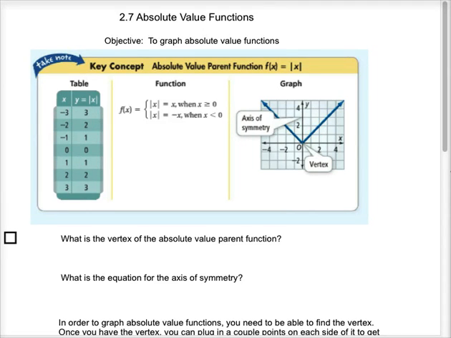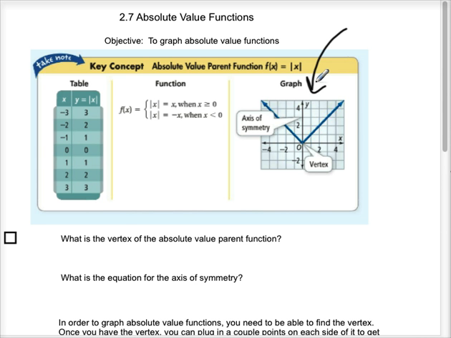Today we're going to be talking about absolute value functions, and our objective is to be able to graph these functions. So to begin, we need to just get a general idea: what is the parent function of these absolute values? When you just have f of x equals the absolute value of x, you are getting this graph right here. It looks like a giant V.